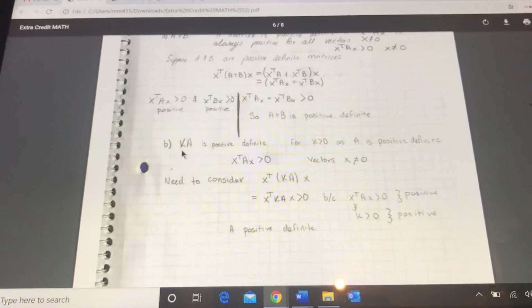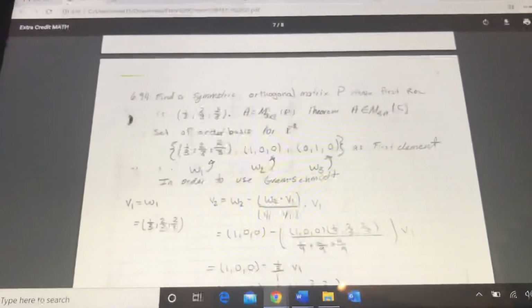Same deal here with k times A. We're noting that k is greater than 0. Vectors do not equal 0. Plug it in. Same deal. None of these are 0 values. Therefore, it's positive. Positive definite.